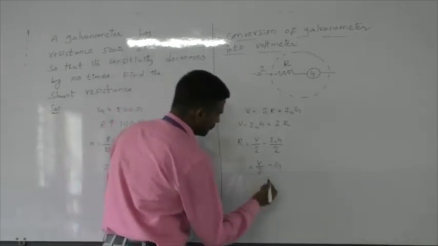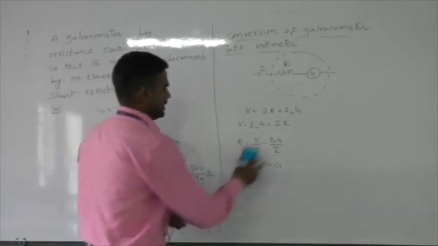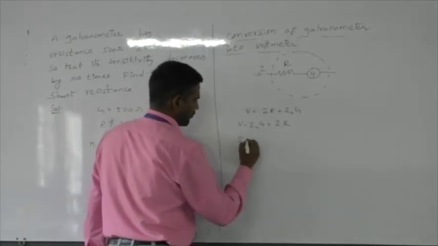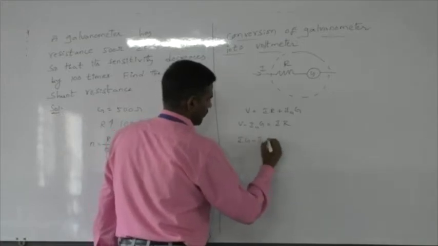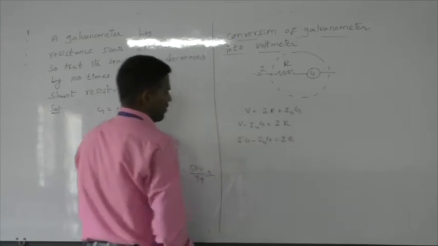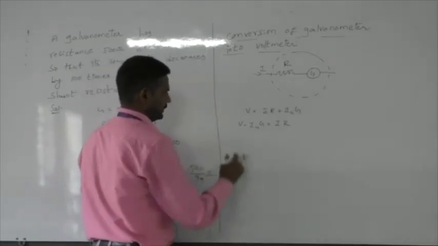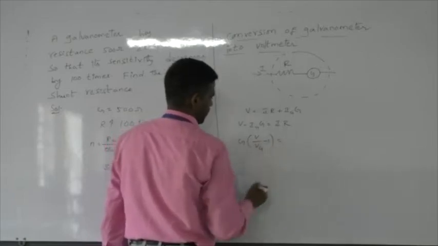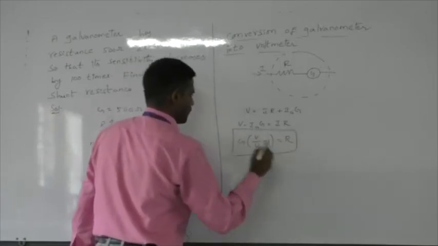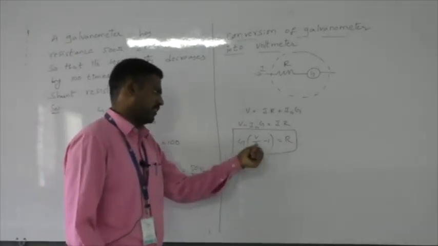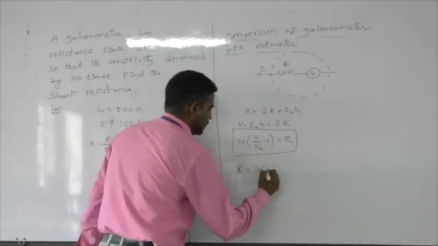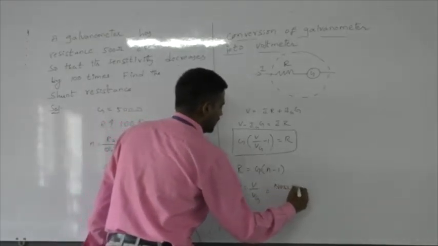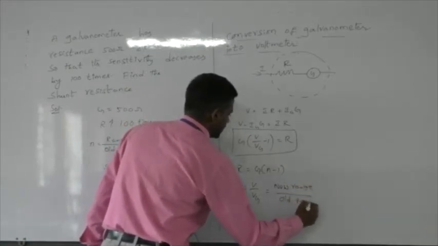I would like to make a small change here. See this one: V minus Ig G equals I into R. Therefore this can be changed into R equals G times (V by Vg minus 1), where R is nothing but G into (N minus 1). Again, this N is nothing but V divided by Vg, which is the new range divided by the old range. This is going to be the formula for N.